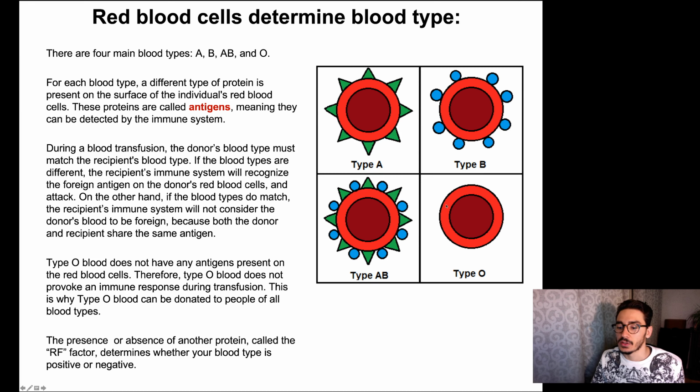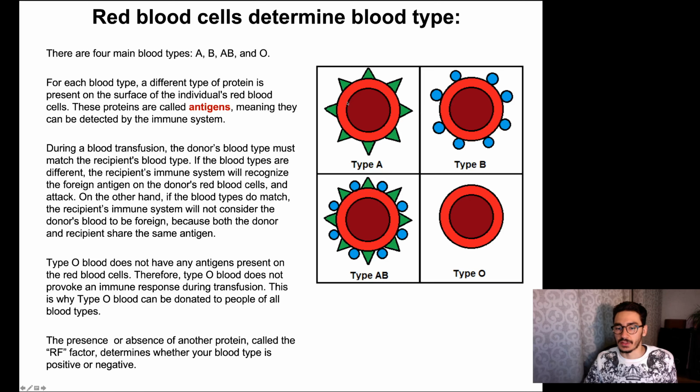But if you have type O, you actually can donate to anyone because it doesn't have any antigens. So if you're type O, you can always donate to other people, but you cannot receive blood from any of those. So type O can only receive type O blood, but they can donate to everybody. So this is a very rare type of blood. They can donate to everybody, but they can receive only type O.